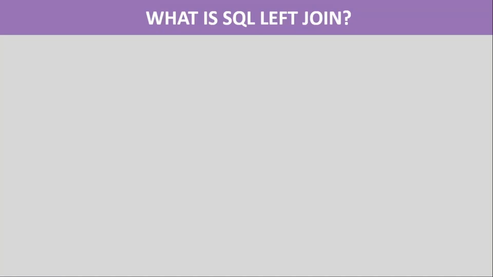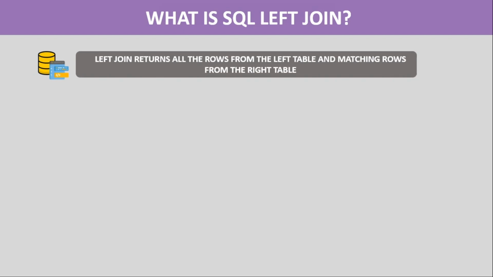Let's have a quick recap on what is SQL Left Join. SQL Left Outer Join, also known as Left Join, results in a table containing all the rows from the table on the left side of the join, that is the first table, and only the rows that satisfy the join condition from the table on the right side of the join, that is the second table.